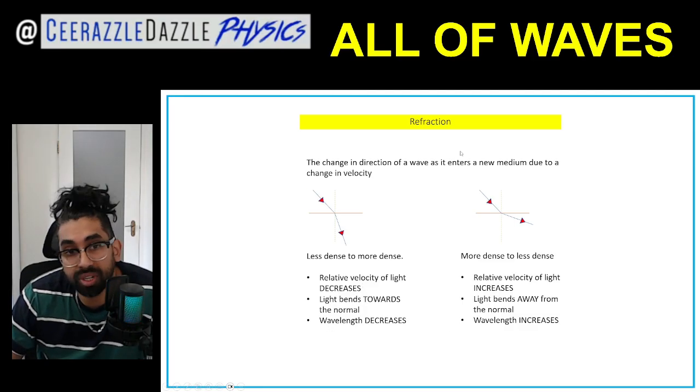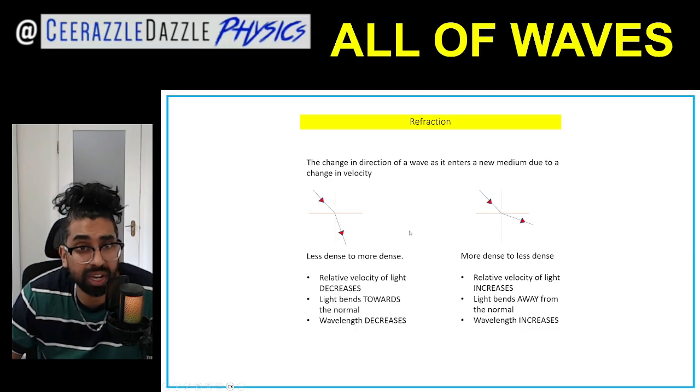If I go from more dense to less dense, the relative velocity of the light will increase and the light bends away from the normal and the wavelength increases. Make sure that you're happy with that upon entry, and upon exit you can draw the ray diagrams.